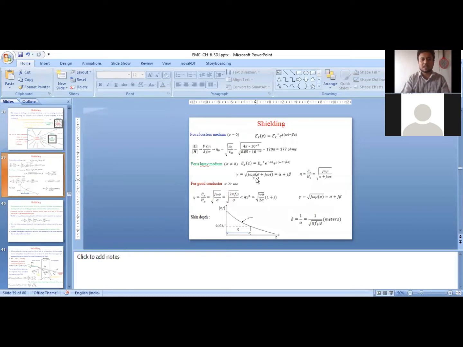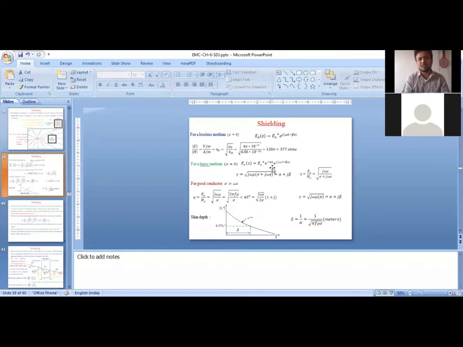So the skin depth is the distance traveled by the wave for which wave amplitude is becoming 0.37. So this is the wave amplitude. Ex plus e raised to minus alpha Z is the amplitude of the wave inside a conductor. So if Z, that is the distance traveled by the wave inside a conductor, is equal to 1 upon alpha, the amplitude of the electric field becomes Ex plus into e raised to minus 1. e raised to minus 1 is approximately 0.37.